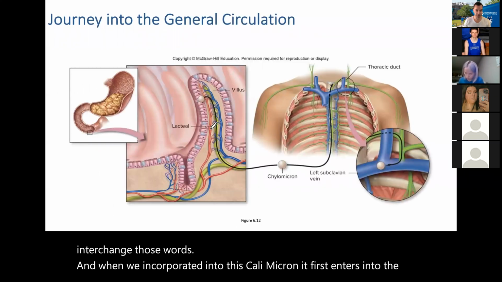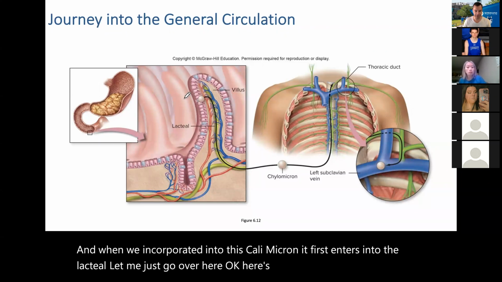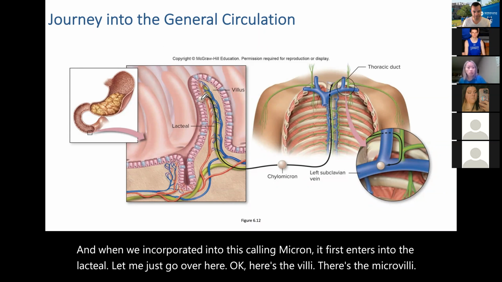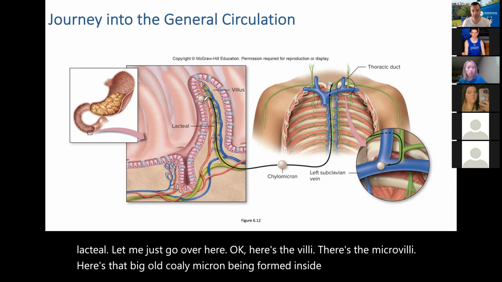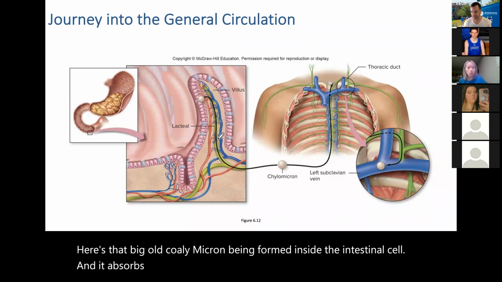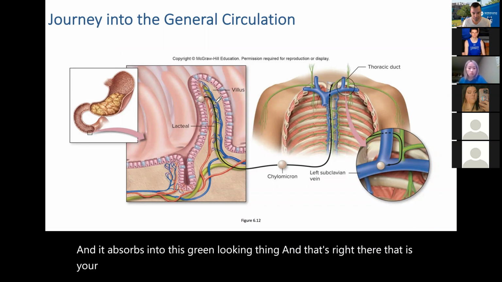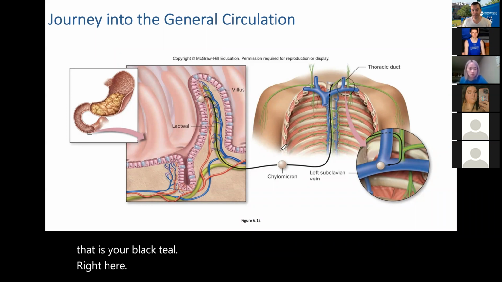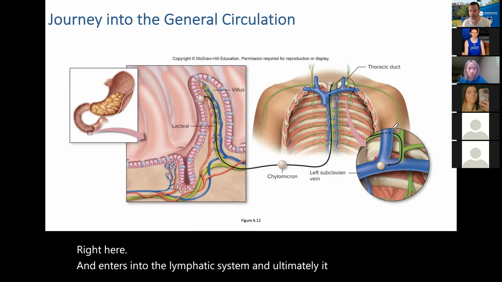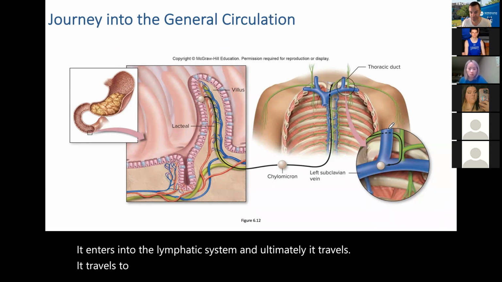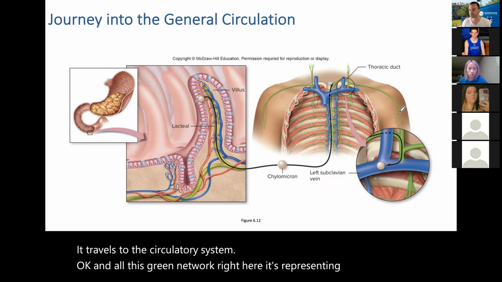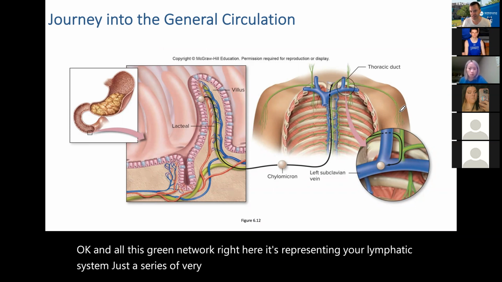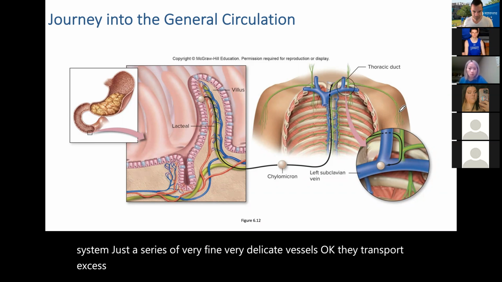Let me just go over here, okay? Here's the villi. There's the microvilli. Here's that big old chylomicron being formed inside the intestinal cell. And it absorbs into this green looking thing, and that's right there, okay? That is your lacteal, right here. It enters into the lymphatic system, and ultimately it travels, okay? It travels to the circulatory system, okay? And all this green network right here, it's representing your lymphatic system. Just a series of very fine, very delicate vessels, okay? They transport excess fluids, okay, within the body.